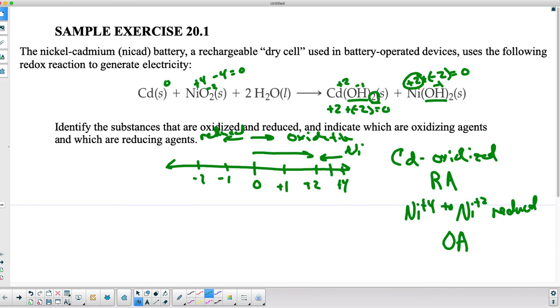Okay? Identify the substances that are oxidized and reduced, and indicate which are oxidizing agents. All right, looks like we did that. Hey, this is a nice, quick, easy example or sample problem.